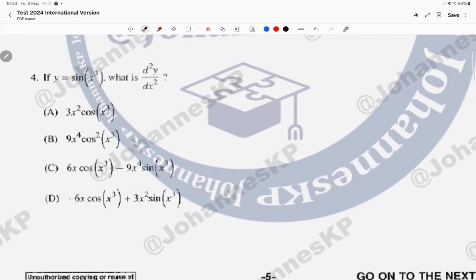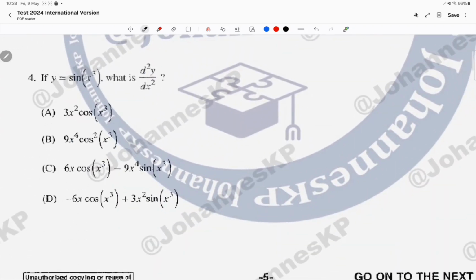Nice. Now, question 4. We're given the equation for y. Do you know what this is? This is called the second derivative. Yeah, that's what I meant by highest order. Ah, okay. Yes. Interesting. So you got to differentiate the first time. Yes. You got to differentiate the second time as well.